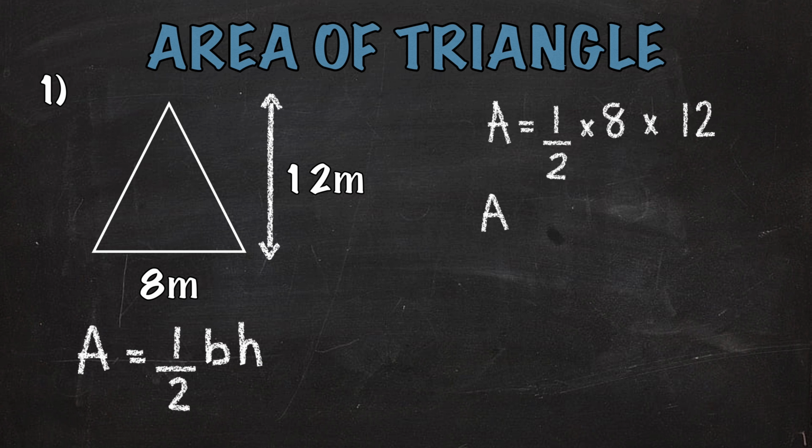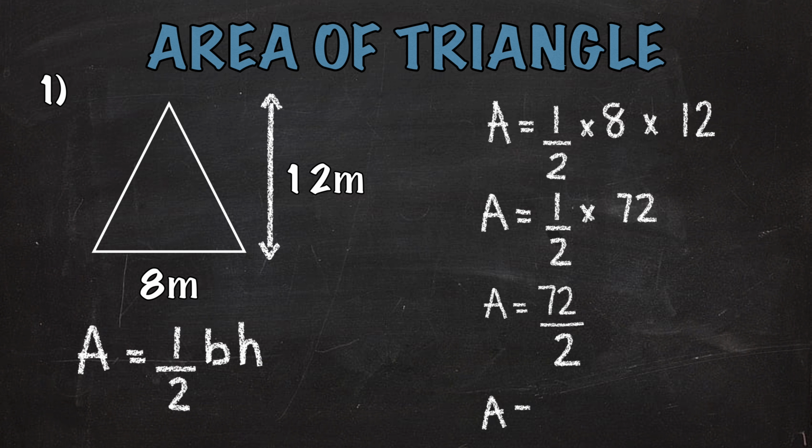So area is equal to half times 72. Now we multiply the 1 and the 72 because they are the numerators, and we get 72. And we divide by our 2. This gives us an area of 36. Now our units will be squared meters because our question was in meters. So our answer is 36 meters squared.